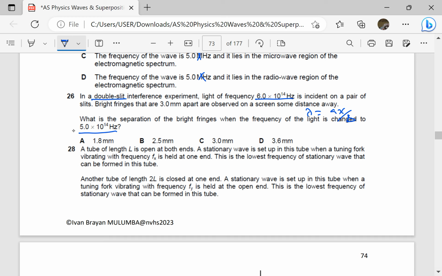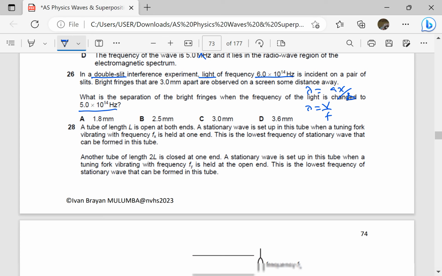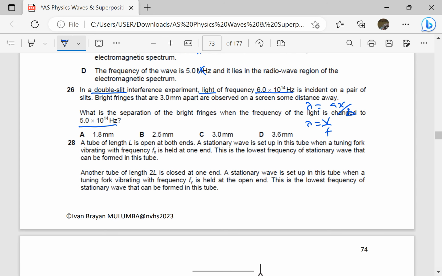So let's check. For double slit, remember wavelength is inversely proportional to frequency. And this is light, so we know the speed of light. So we shall simply say lambda is equal to V over F. I'll come up with two equations. For the first one, light of frequency that, so V is 3 times 10 power 8, frequency is 6 times 10 power 14 is equal to A.